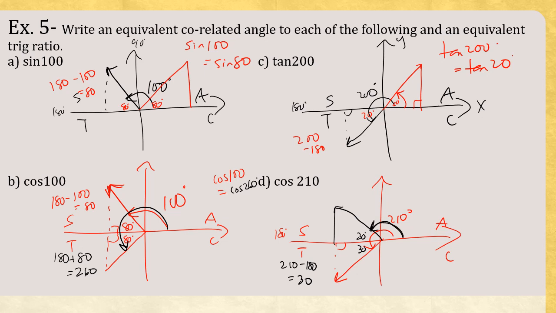So how do I get this angle here? 180 minus 30 equals 150. So therefore, cos 210 equals cos 150. Cos 210, cos 150, exact same answer.